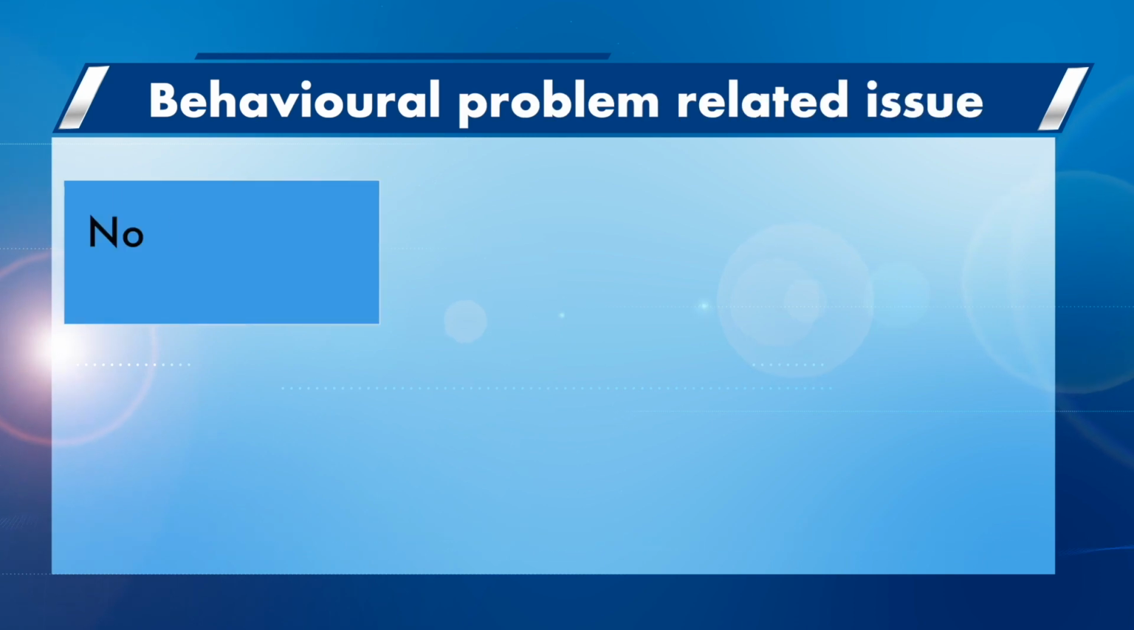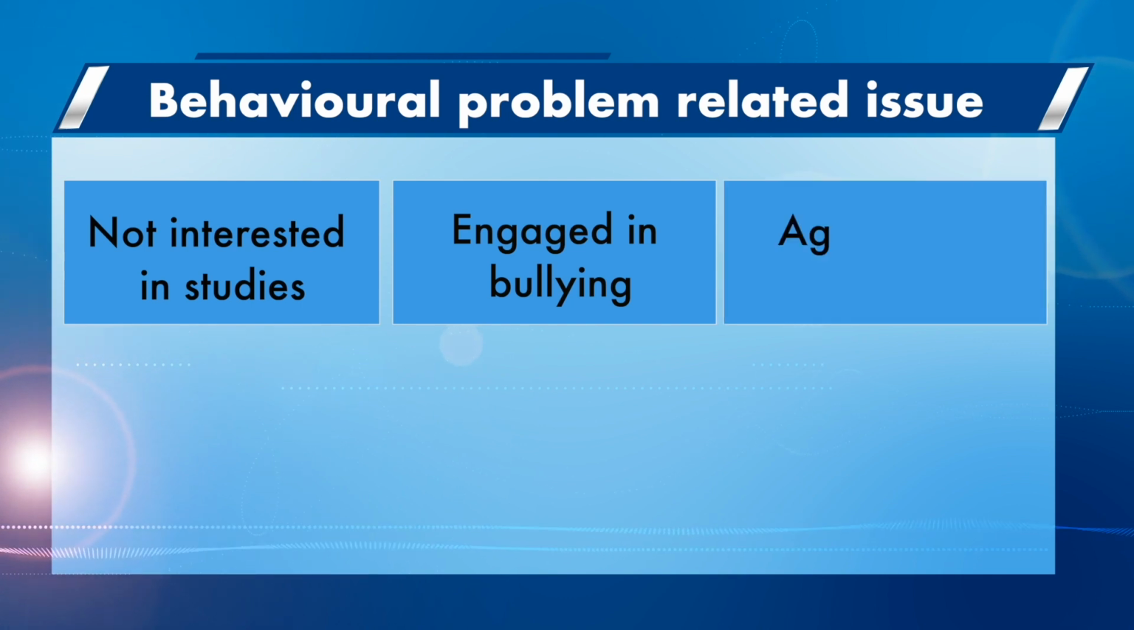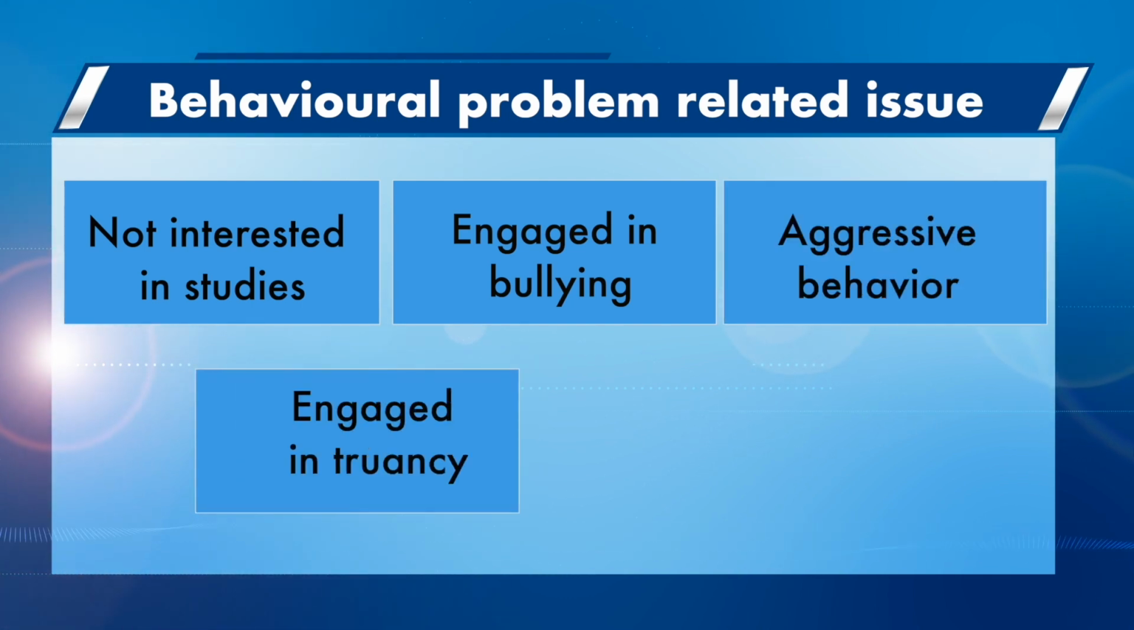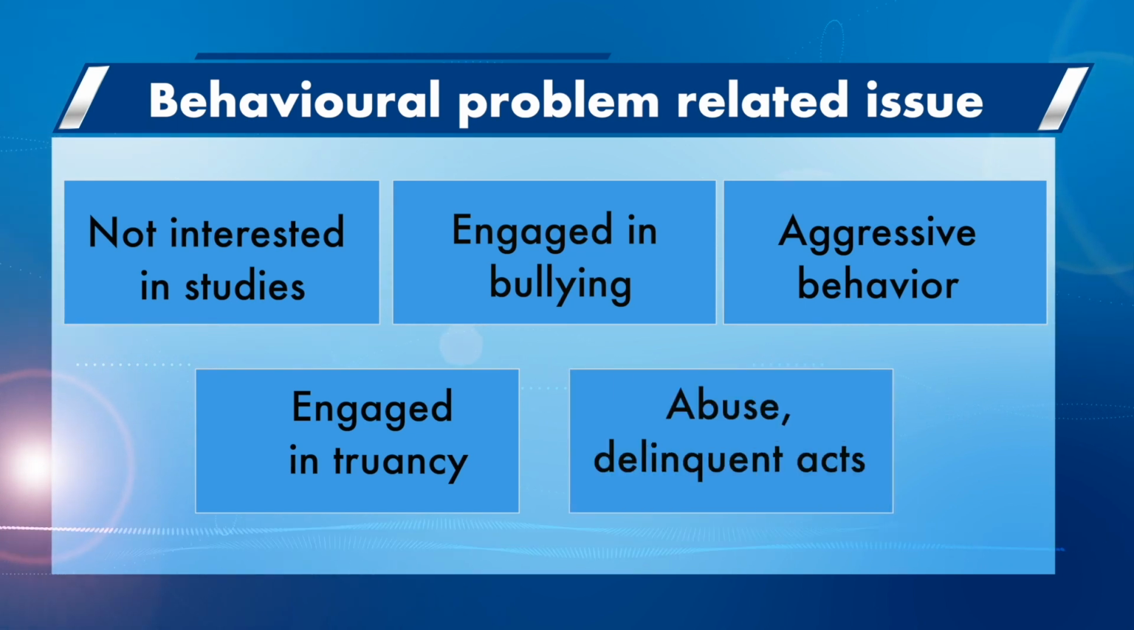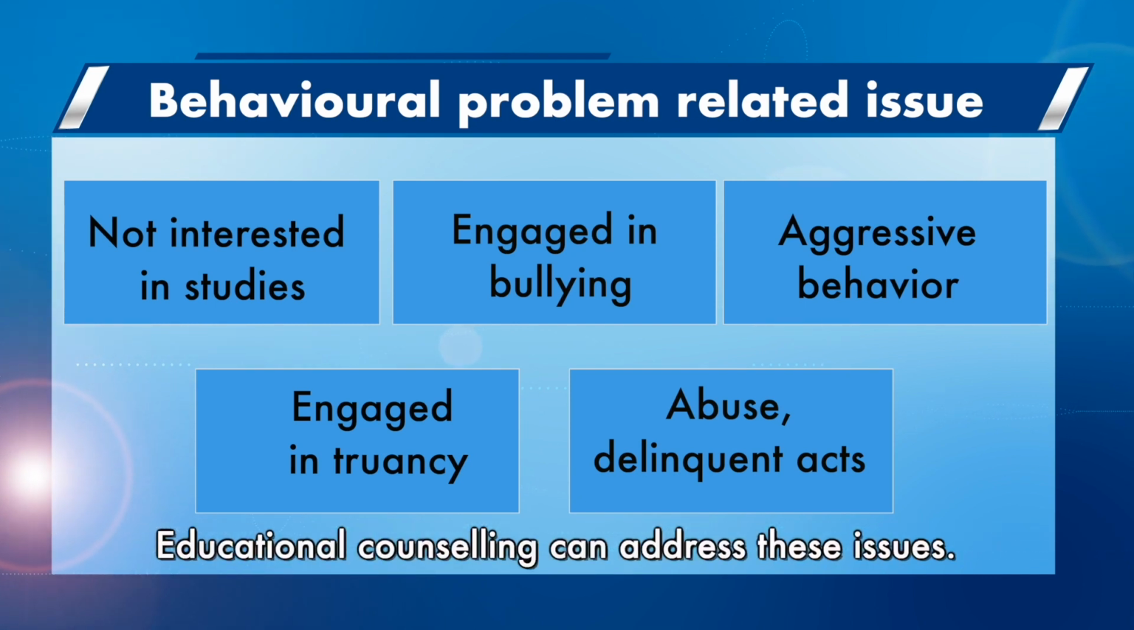So educational counseling, let us see how it is related to problem behaviors also. For example, the student is not interested in studying, or the student is engaged in bullying or aggressive behavior or truancy. Sometimes the children are also engaged in different abusive acts, or committing delinquent acts, as we say. So in all these cases also, educational counseling can come to the help of the students, like how they can do better in their studies, how they can show effective functioning and behave in a proper way.